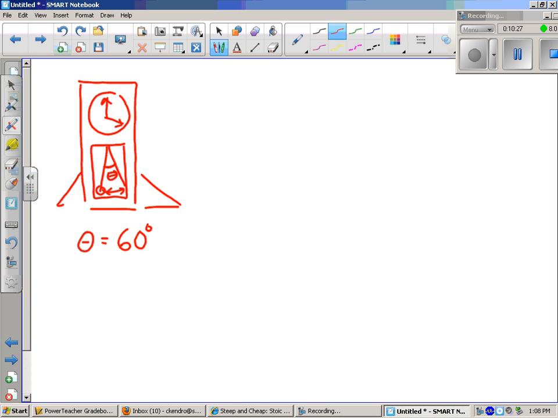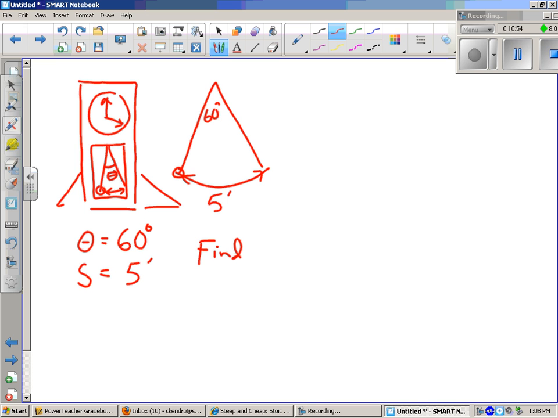And the arc that it swings back and forth, let me draw it a little bit bigger over here. So this is the pendulum going back and forth this way, that way, makes 60 degrees, and it makes a 5-foot arc because it's a really gigantic clock. So S is your arc length, that's 5 feet. So your question is, I want you to find the length of the pendulum. And do it to the nearest tenth. Okay, so that's what I want you to do and bring into class tomorrow.